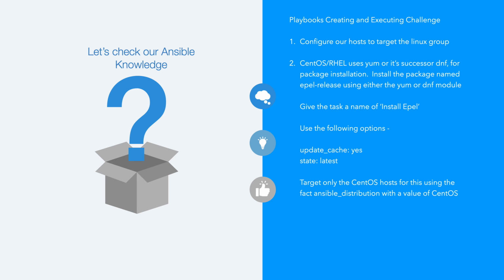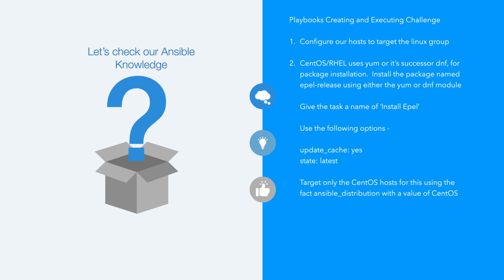Next, both CentOS and other similar variations like RHEL or Amazon Linux use yum/dnf for their package management. We're going to use the Ansible yum or dnf module to install EPEL, the Extra Packages for Enterprise Linux repository. Which one you use, yum or dnf, is your choice. This is required on CentOS-based systems to install Nginx. I want you to give this task a name of install EPEL.